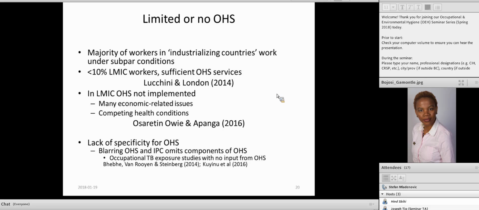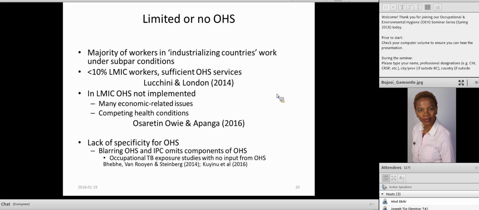All right, then we looked at the literature review in the region to see what it had to say, in particular on limited or no occupational health services. Lucchini in London in 2014 said the majority of workers in industrializing countries work under subpar conditions, and less than 10% of lower and middle income countries have sufficient occupational health services. So what we found is not really new, it's already there. And Osaratin, Owe, and Apanga said that in lower and middle income countries, occupational health services are not implemented because there are many economy-related issues and many competing health issues. So people just focus on one issue, and if we're talking about TB, just on TB.